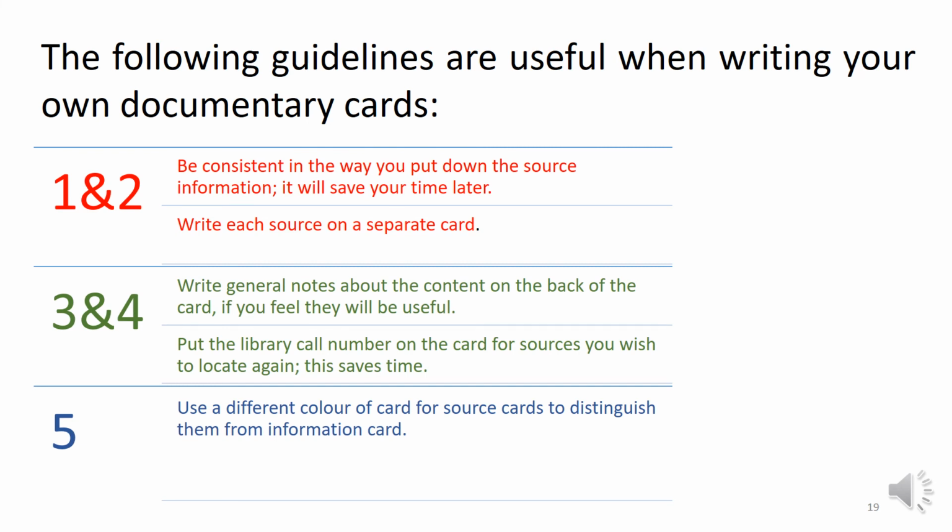Number 3, write general notes about the content on the back of the card if you feel they will be useful. Okay, for example, if you mention someone's book, for example Brown, on the back you may write that this source will be useful for the historical background of the topic, or maybe this will be helpful in the documentary part of your research, okay, and so on.